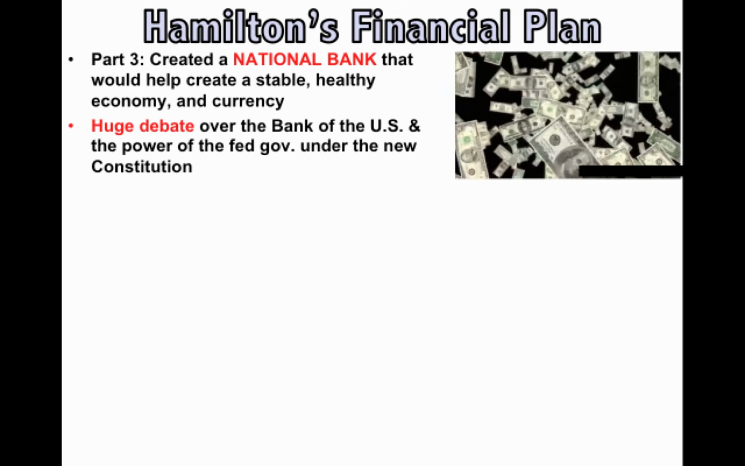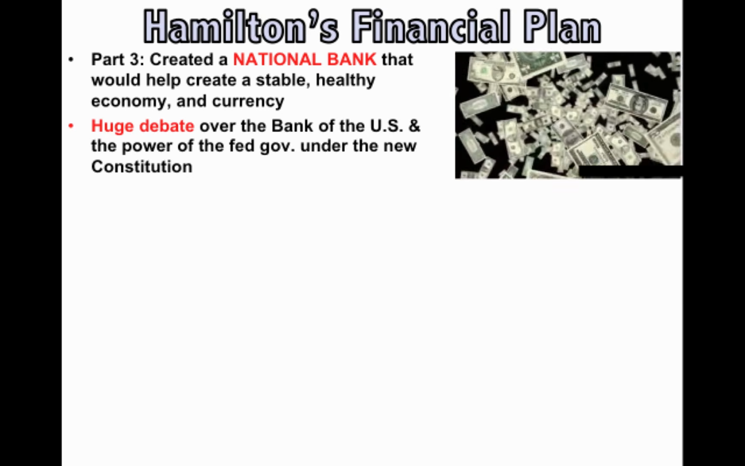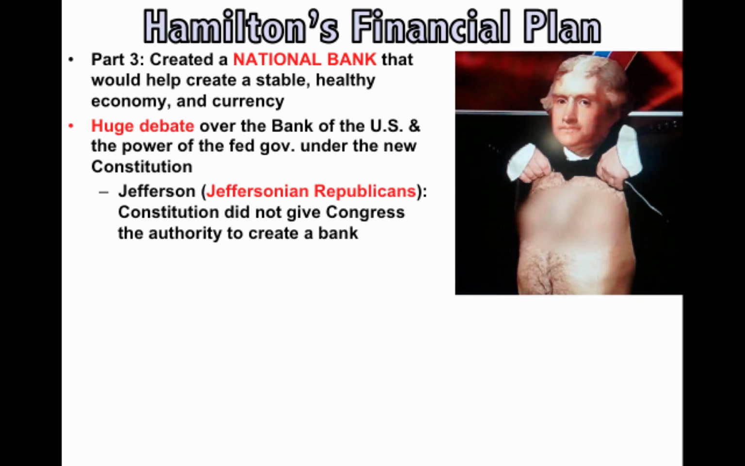There is a huge debate over the Bank of the United States, and it's not just about the bank, it's also about the power of the federal government under the new Constitution. And here's the key part you should know. Jefferson, who was eventually going to be the head of the party, the Jeffersonian Republicans, said this: the Constitution did not give Congress the authority to create a bank, and they believed in what is known as a strict interpretation of the Constitution. In other words, the government can only do what the Constitution says the government could do. They are extremely worried about the growing power of the federal government, and they also feel like the bank would benefit the wealthy, the merchant class, and they reject this plan.